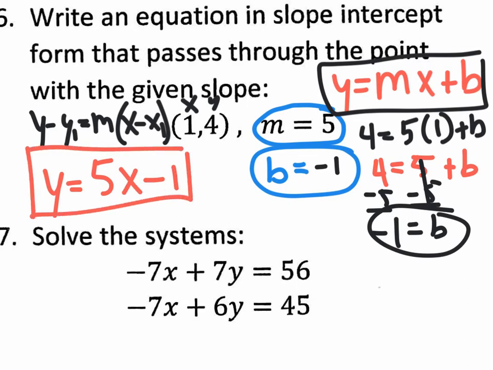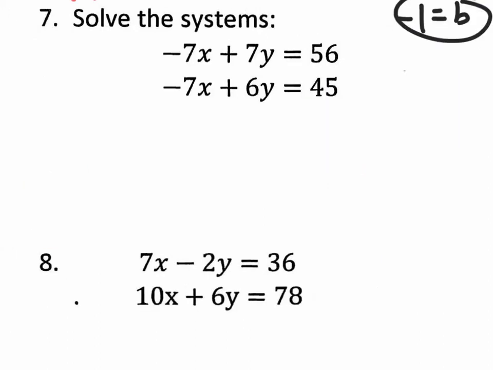Now if you would have used point-slope form, you would have plugged your y into the y1 spot, the x into the x1 spot, the 5 into the m, and you'd have to distribute the 5 and then get the y by itself, and you'd get the same exact answer, y equals 5x plus 1. I mean minus 1. Number 7, solving the systems.